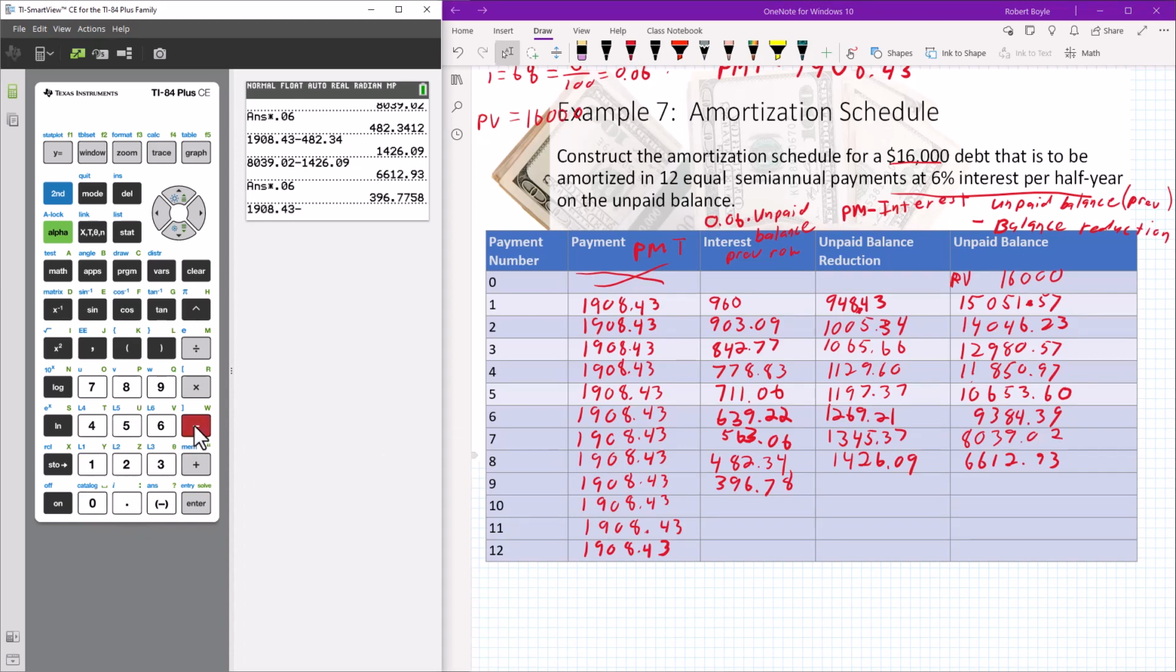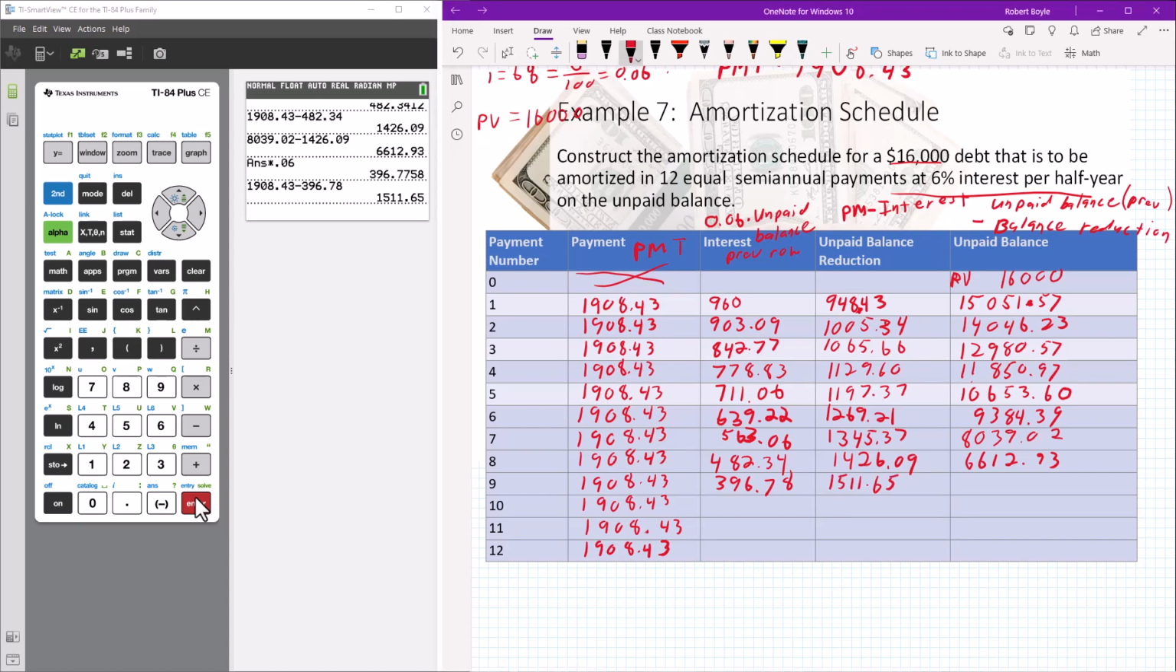1908.43 minus that amount, 396.78, and that gives us $1,511.65. So our balance reduction, or our new balance, is going to be our old balance minus our reduction, and that will be $5,101.28.